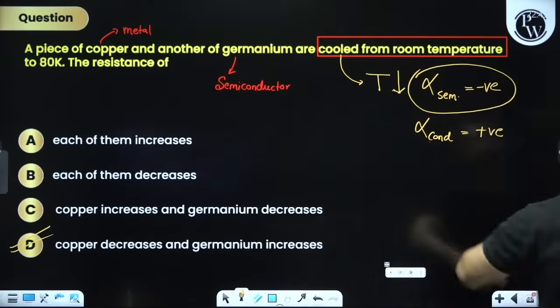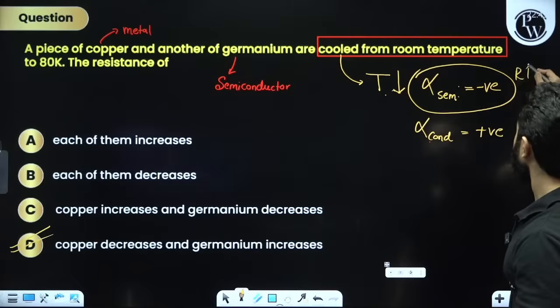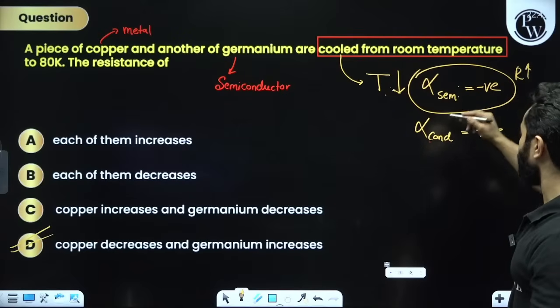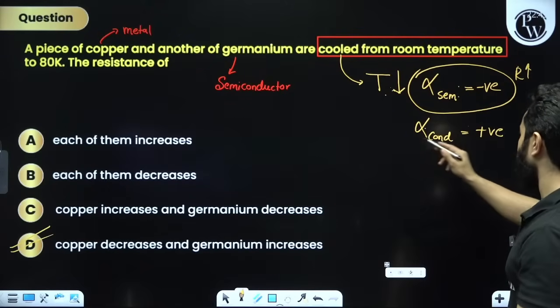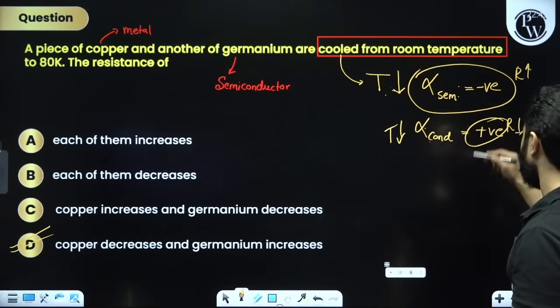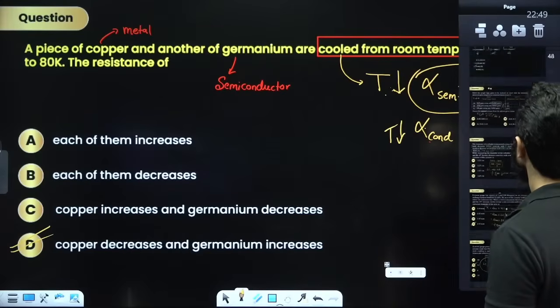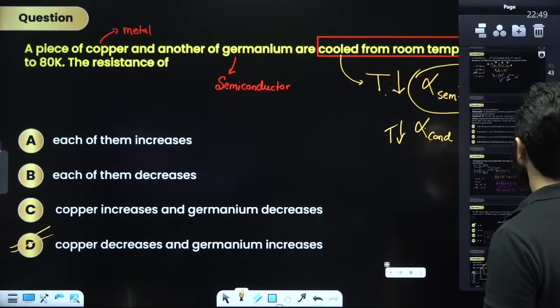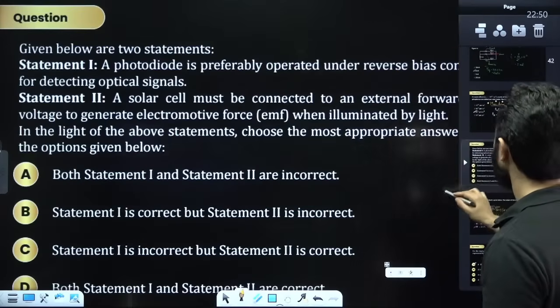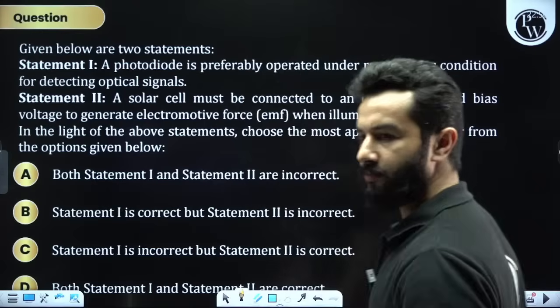Alpha for semiconductor is negative. That means with a decrease in temperature, resistance will increase. Whatever happens will be reversed with resistance. And the same thing will happen over here: if temperature decreases, resistance decreases. It is positive. Clear, my dear friends? Any more doubt? Okay, let's solve this question also, my dear friends.